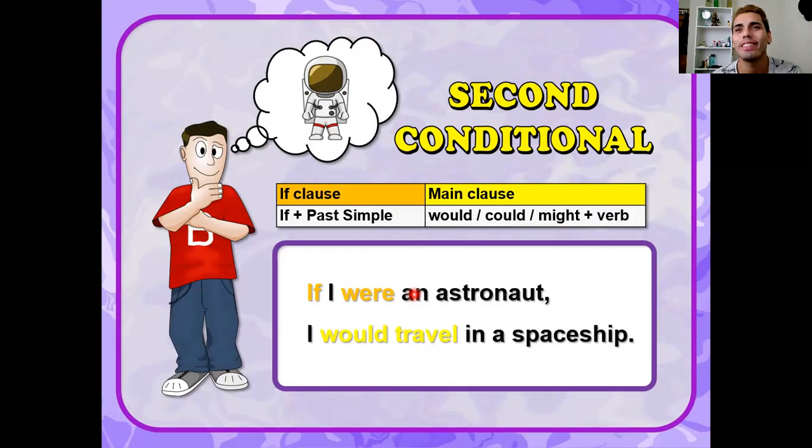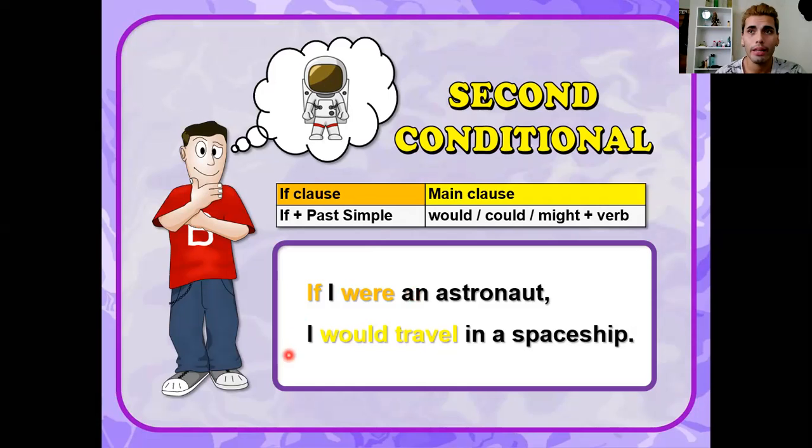Sorry. So let's see. We have two clauses as well. I told you that we always have two clauses in conditionals. The if clause and the main clause. In this case, the if clause is if plus past simple or simple past. And then we have the main clause, which is the usage of the modal verbs would, could, might, plus a verb, of course, in the base form, because would, could, might are modal verbs. And whenever you use a modal verb, the next verb stays in the base form.